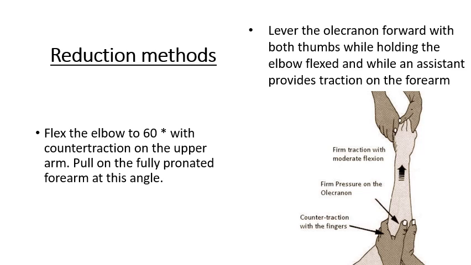One is to flex the elbow at 60 degrees with countertraction on the upper arm, and pull the fully pronated forearm at this angle. The other is to lever the olecranon forward with both thumbs while holding the elbow flexed and while an assistant provides traction on the forearm. See this picture on the right side. This picture on the right side is your technique.